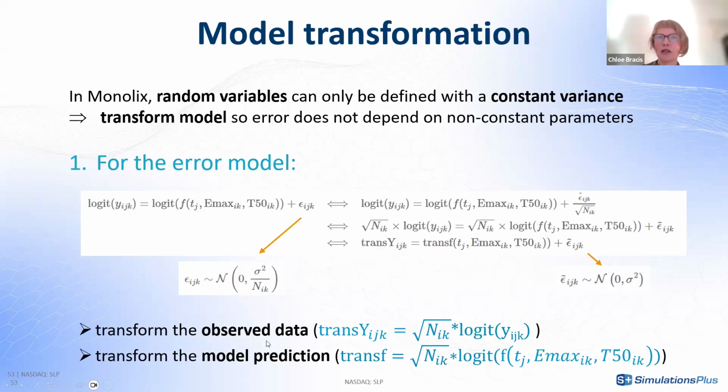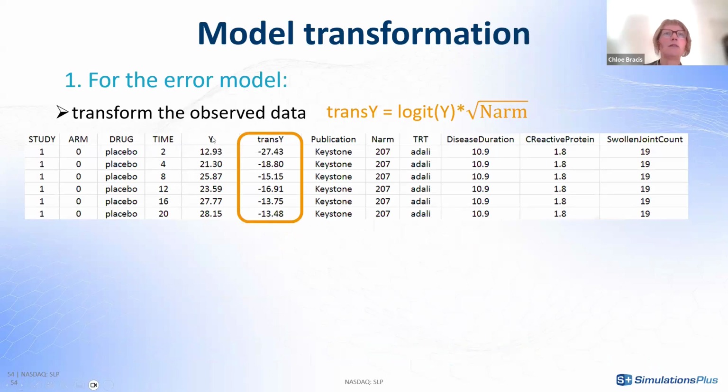So we have here our transformation we're going to apply to the observed data. So this is in our data file. We're going to make a new column, and the transformation that we do, the same transformation to our model prediction. So let's take a look at that. In our data, you can see we have our column Y, we have our column N-arm, and then we're going to add this new column, the transformation of Y, where we take the logit of Y and then multiply by the square root of N.